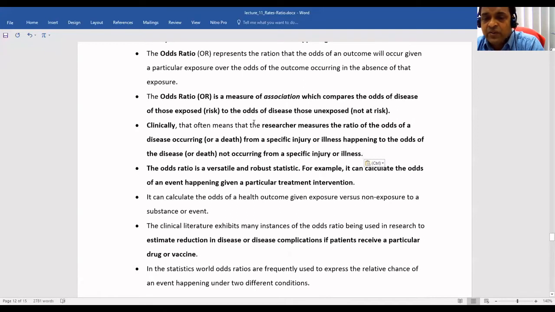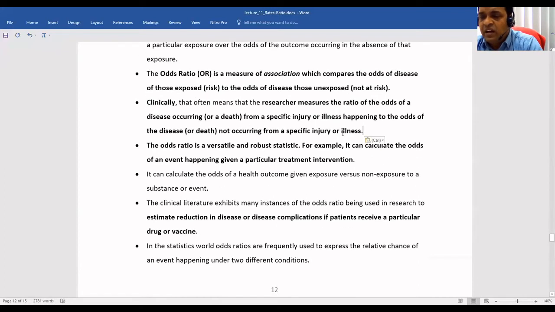In another way, you can say the odds ratio is a measure of association to compare the odds of disease of those who are at risk, those who are exposed, to the odds of the disease of those who are unexposed, not at risk. So this is another type of ratio.